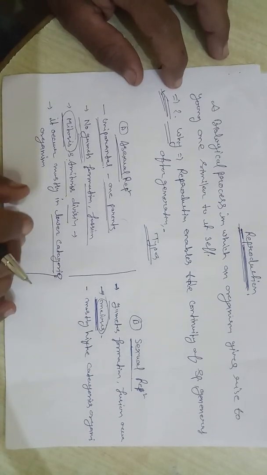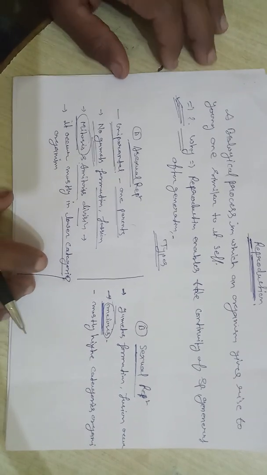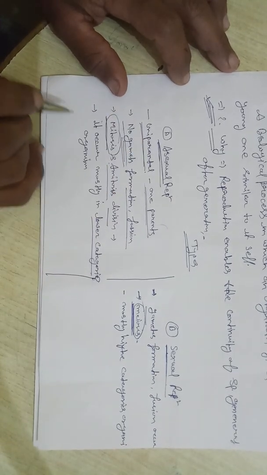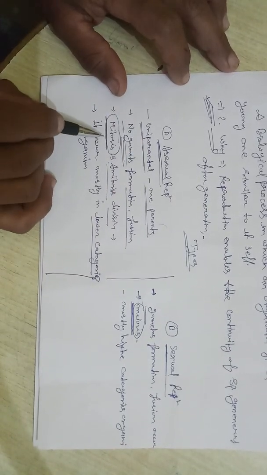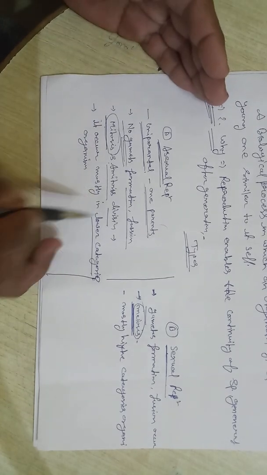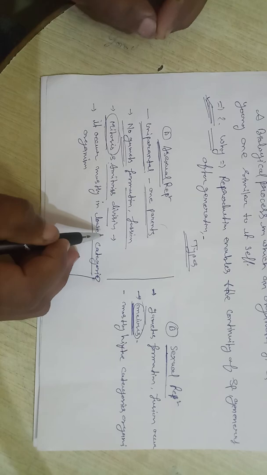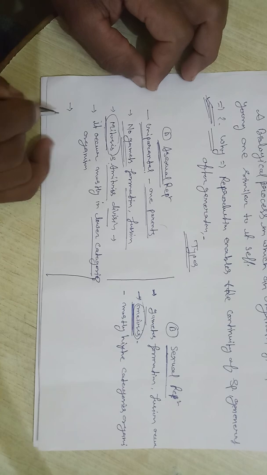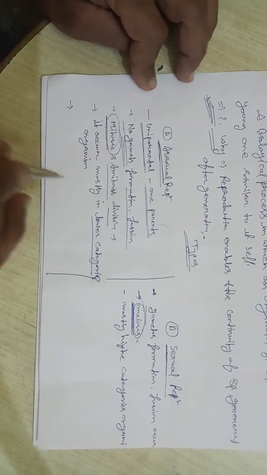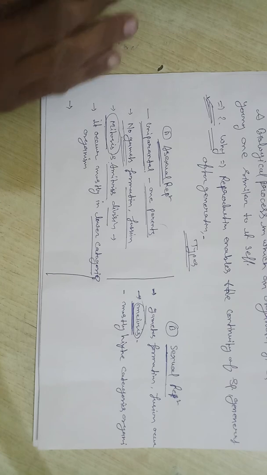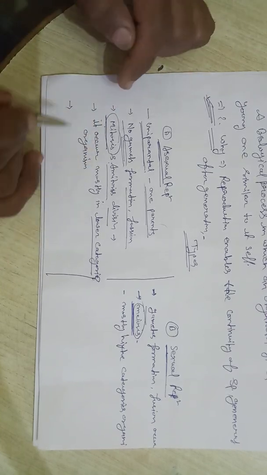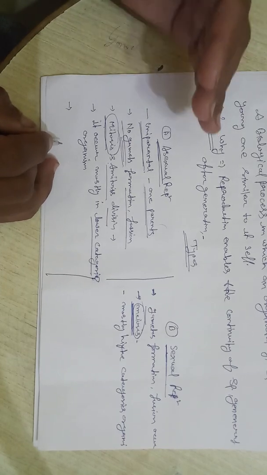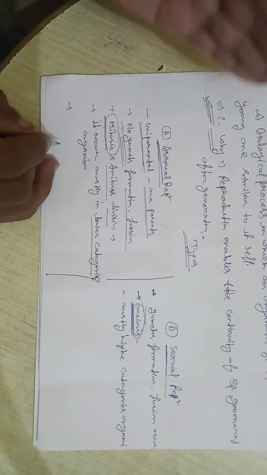Now there is a special thing in both reproductions. In asexual reproduction there is no gamete formation, no meiosis occurs, and only a single parent is required. So the newly forming offspring are similar to their parents, both morphologically and genetically. So these are also known as a clone. Our question is, why are asexual reproductive organisms referred to as a clone?